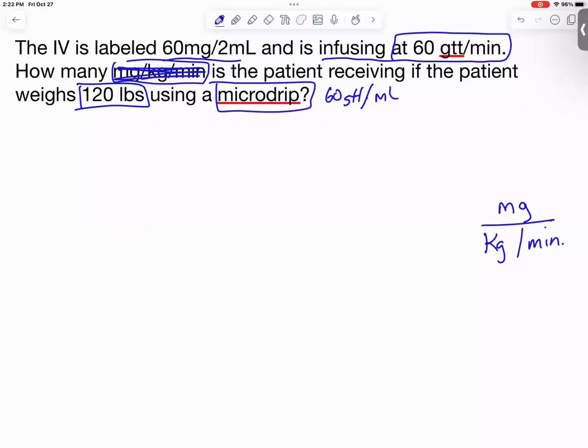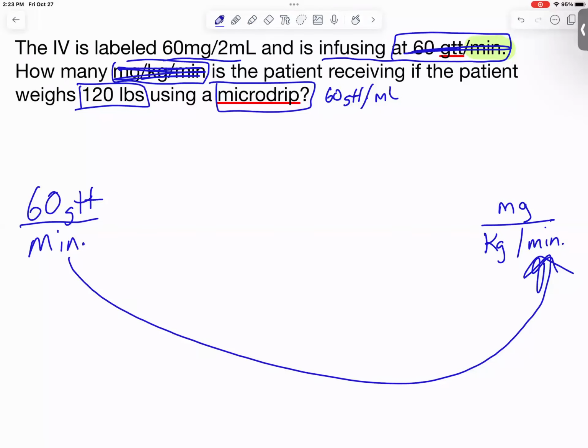So where do I start? Well, it's asking me a very specific question about rate and time. So I always look for things like volume and time. In my question, anything with time in it is minutes. There's no hours or anything in here, but this has time in it. And I need time in my denominator. So I'm going to start with 60 drops per minute. And that's awesome. So now I've already got one part of my equation solved.